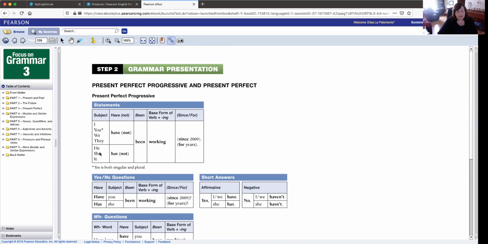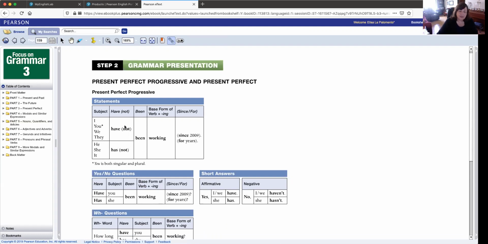And you'll notice here again with he, she, and it, we use has instead. He has been working since 2009. She has been working for years. If you want to make this negative, you just add the word not after the have or has. I have not been working since 2009. You can make this a contraction. I haven't been working since 2009. He has not been working for years. Again, you can make this a contraction. He hasn't been working for years.